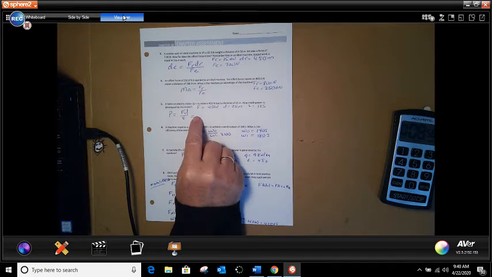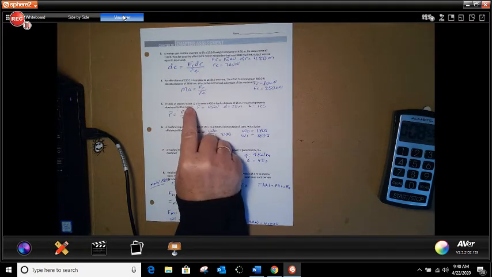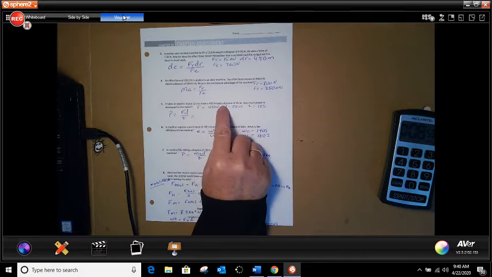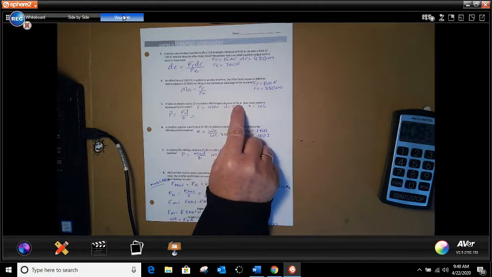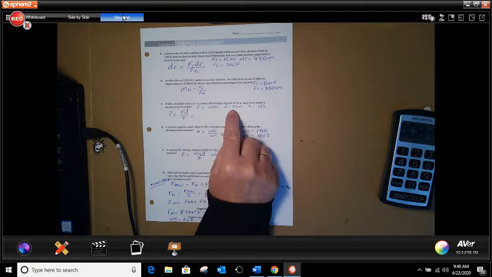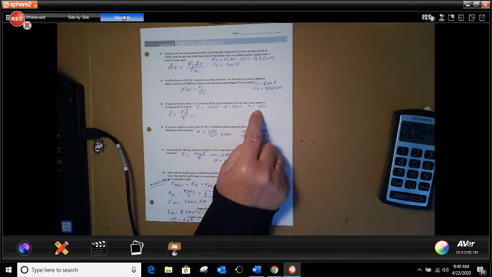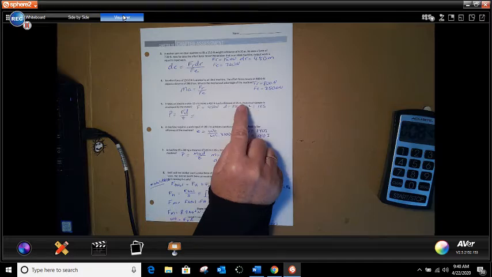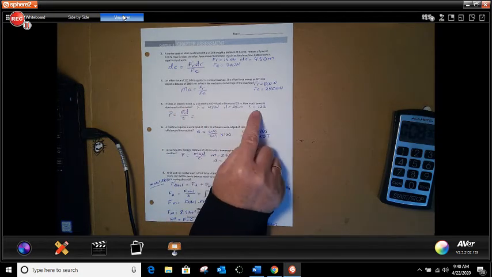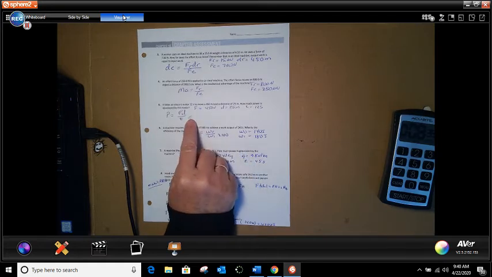Number 5, an electric motor takes 12 seconds to move a 450 newton load a distance of 25 meters. So my force is 450 newtons, my distance is 25, and then the time is 12 seconds. How much power is developed in the motor? So you're going to take F times D divided by T to get the power for that one.